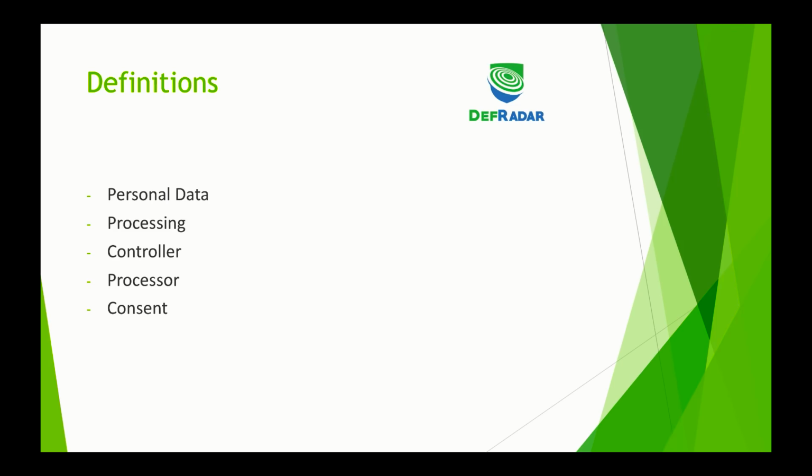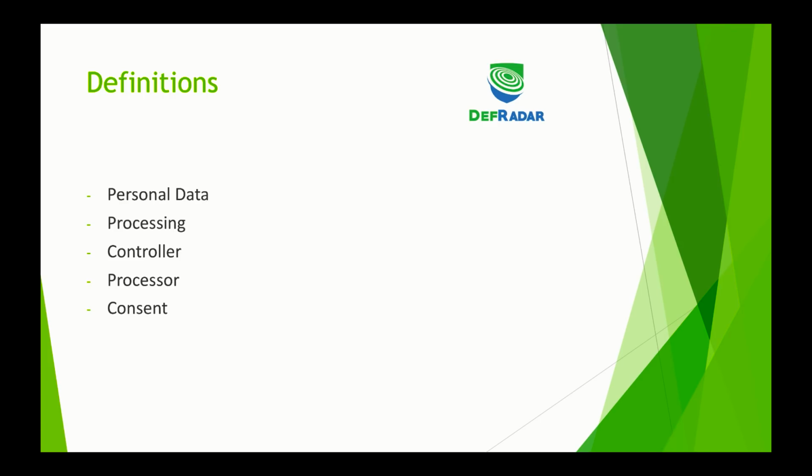An identifiable natural person is one who can be identified directly or indirectly, in particular by reference to an identifier such as a name, an ID number, location data, an online ID, or to one or more factors specific to the physical, physiological, genetic, mental, economic, cultural, or social identity of that natural person.